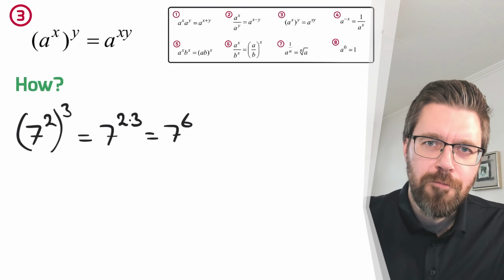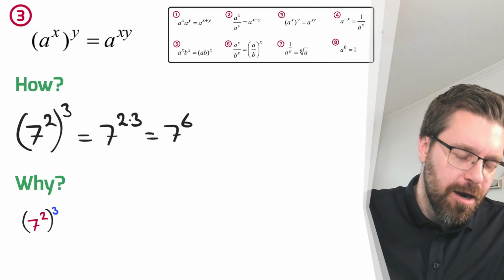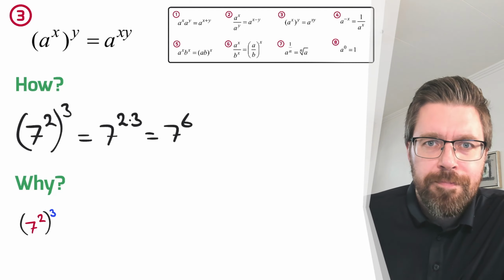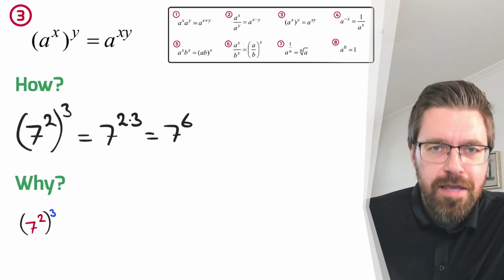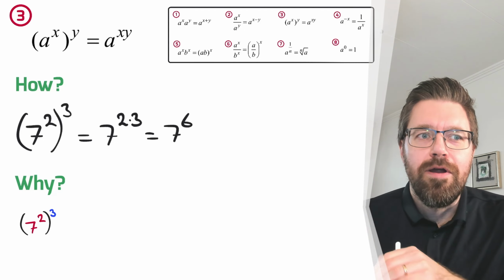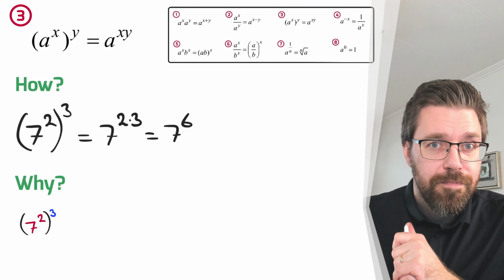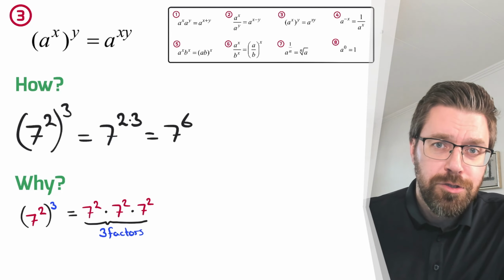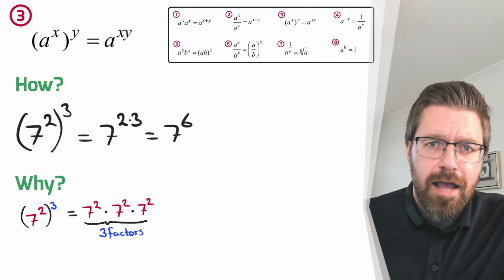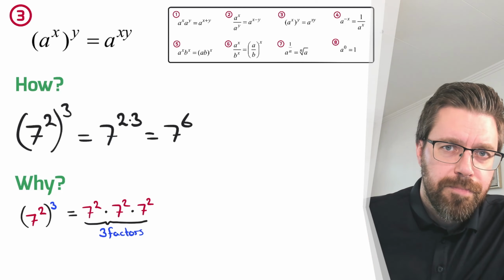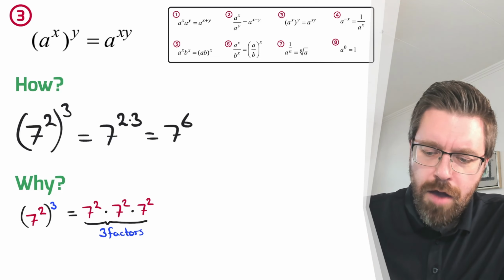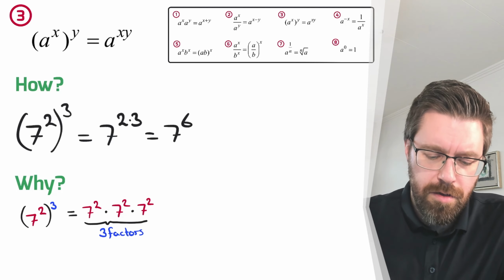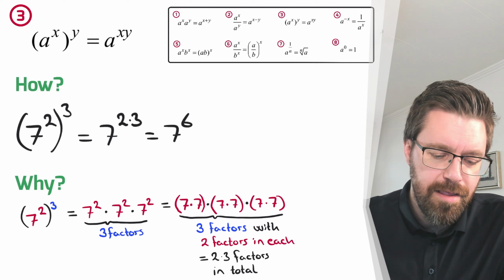But why is it working? I will color it like this. The number 3, the blue one, tells us that it is 3 factors of the power 7 raised by 2. So you can write it like this. 7 raised by 2 times itself in exactly 3 examples. And each of these powers here is 7 times 7. So you can write it like this too.